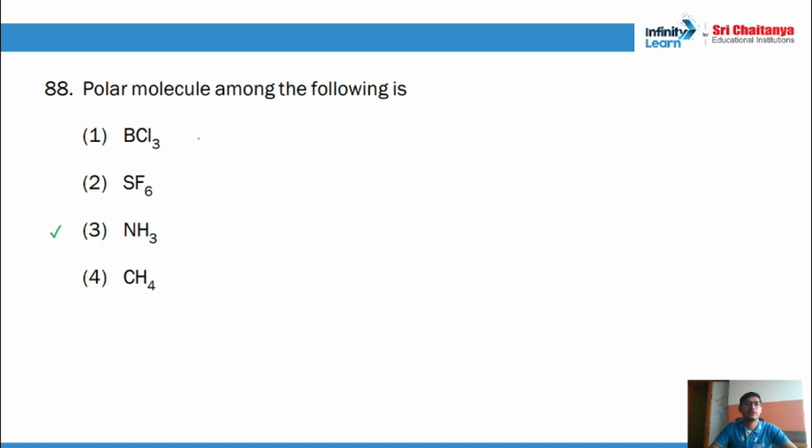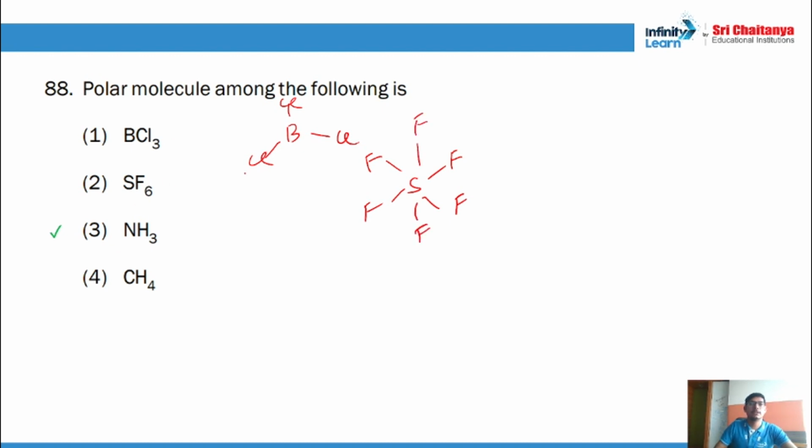Polar molecule among the following: one in which the resultant of the individual bond dipoles is not 0. BCl3 is a symmetrical molecule, so the bond dipoles will cancel out. SF6 is also a regular octahedron. Methane is also a regular tetrahedral molecule.